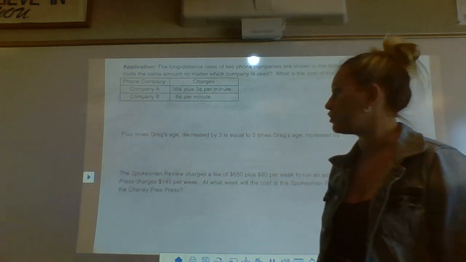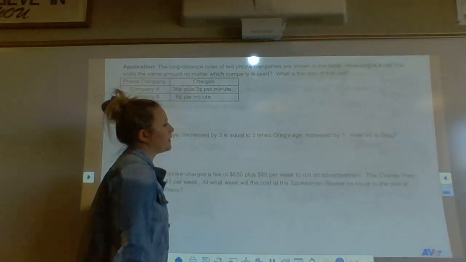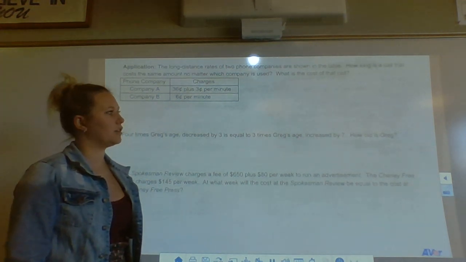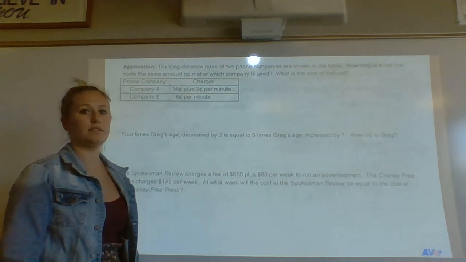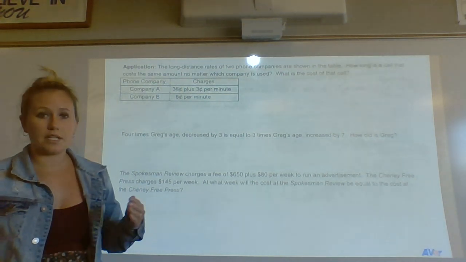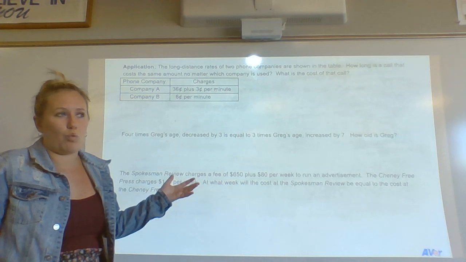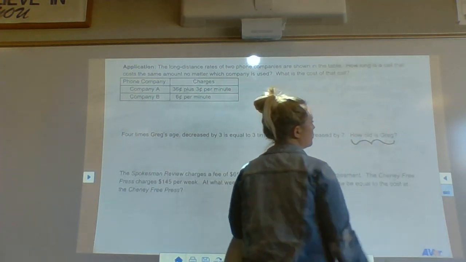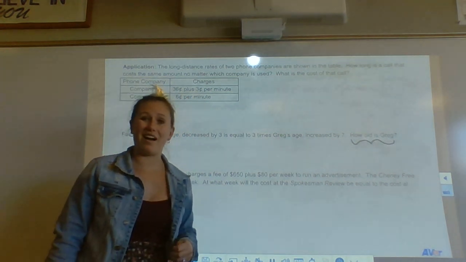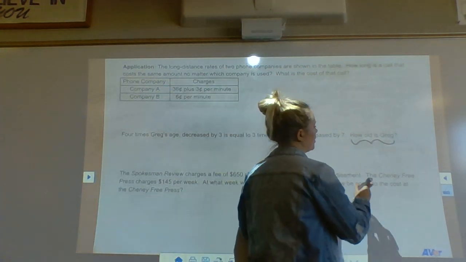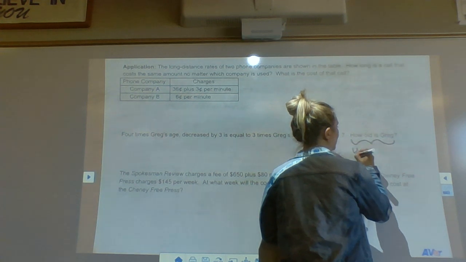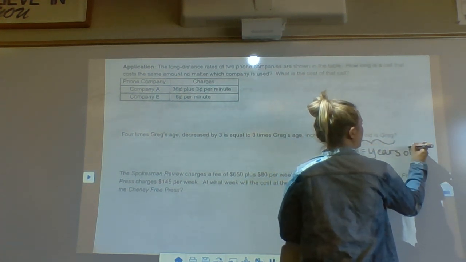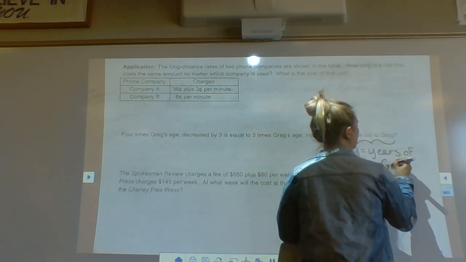4 times Greg's age decreased by 3 is equal to Greg's age increased by 7. How old is Greg? First thing we ask ourselves, what are we trying to find? We're trying to find out how old is Greg. So we could call this G, we could call this Y, we call it X, whatever you guys want. I'm gonna go Y for years. Years of Greg. That's how old he is.